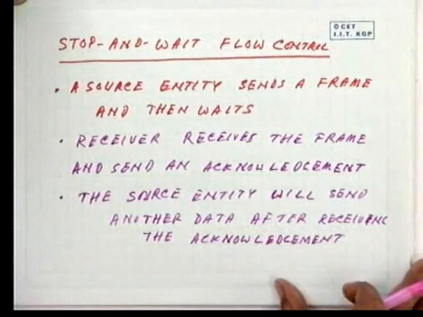In this way it continues, and now suppose the destination station wants to stop the flow of data. How can it do that? It can simply withhold sending acknowledgement, and if it withholds sending acknowledgement, then the sender will not be allowed to send another data. So that is how the flow of data can be cut off by the receiving end. If it is a slow one, until it is ready to receive another data, it will not send acknowledgement, and that's how the flow will be stopped.